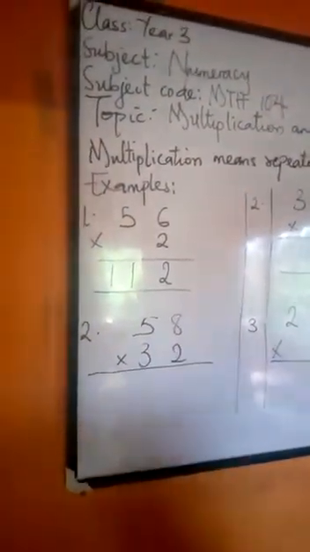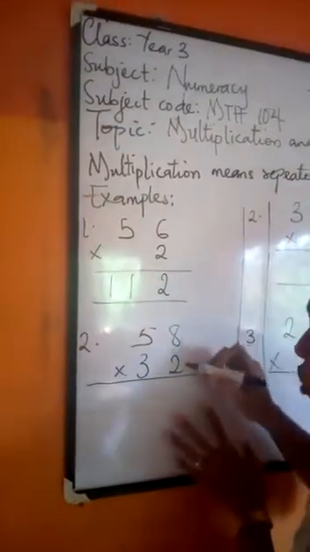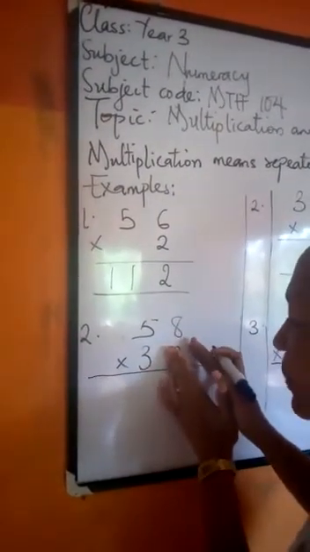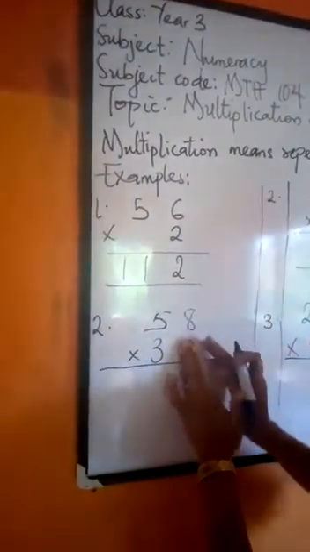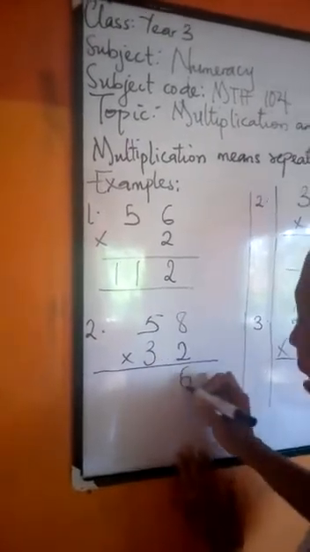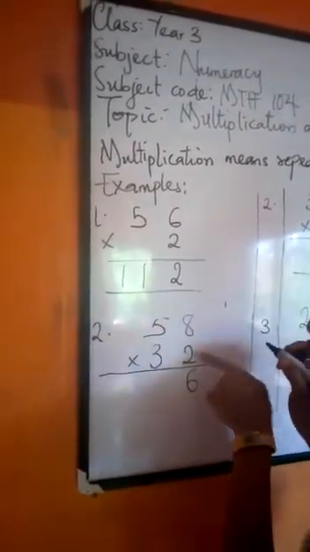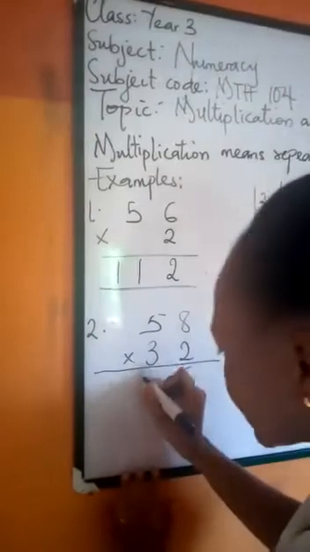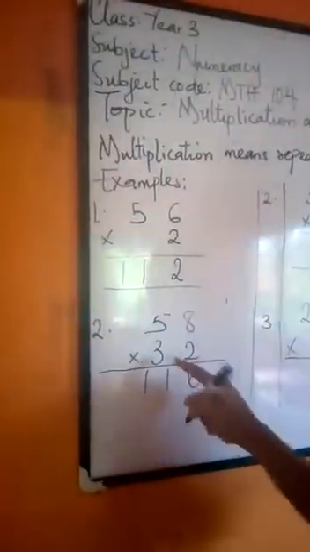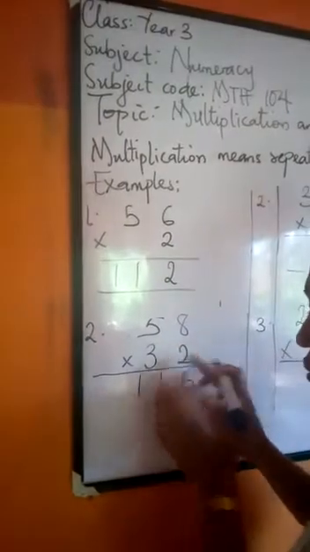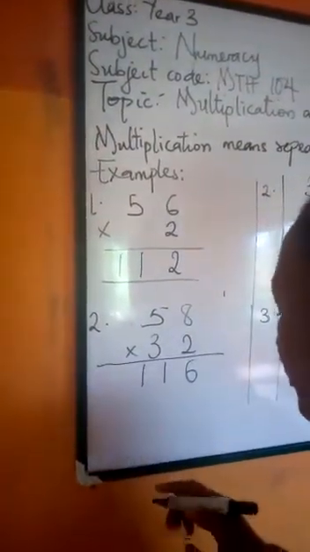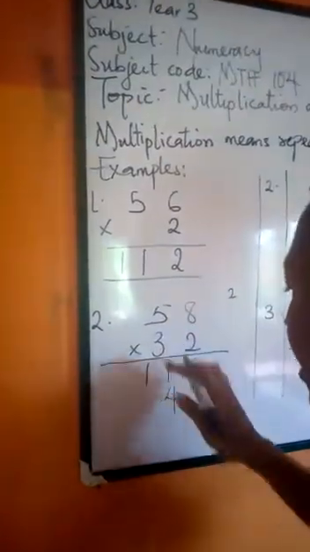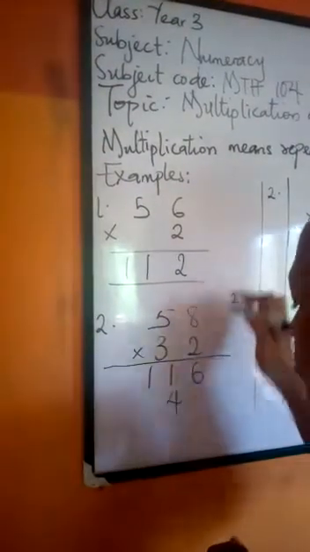Let's take example 2. 58 times 32. Pay attention. 2 times 8 is 16. So the step is to first of all multiply this number by 2. 2 times 8 is 16. Write 6 and carry 1. 2 times 5 is 10. 10 plus that 1 you carried is 11. 3 times 8. So I'm done with 2 now. 3 times 8, 24. I write 4 and carry 2. 3 times 5, 15 plus 2, 17.